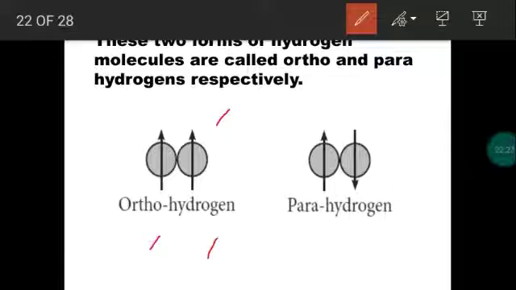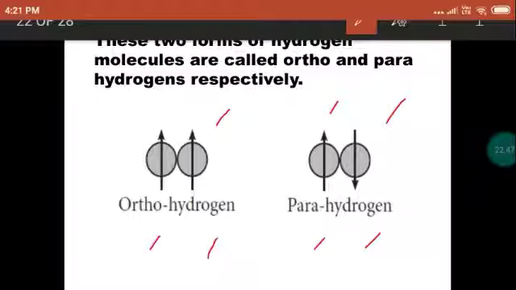Consider one more possibility. Two hydrogen atoms are joining together. The nuclei of the two hydrogen atoms are spinning in opposite directions. One is spinning clockwise, another one is spinning anti-clockwise. So this is called parahydrogen. So the hydrogen molecule is of two types, orthohydrogen as well as parahydrogen, based on the spinning of the nuclei of both the hydrogen atoms, right?